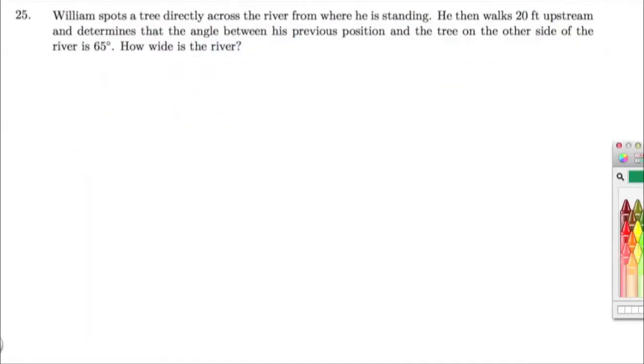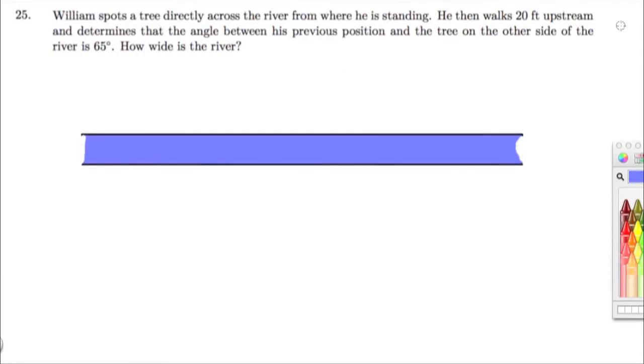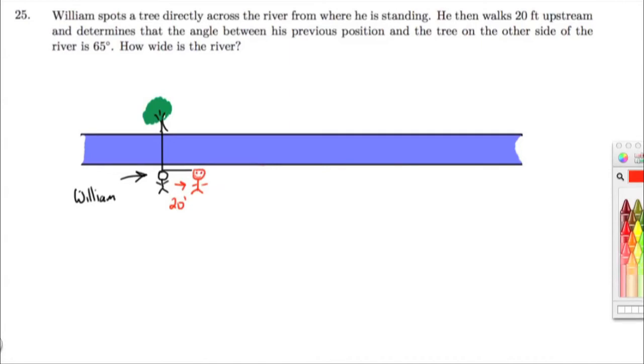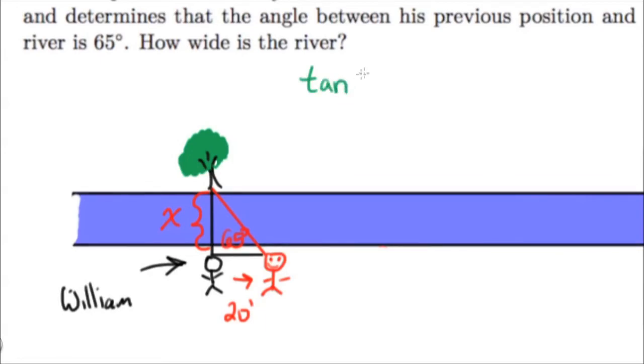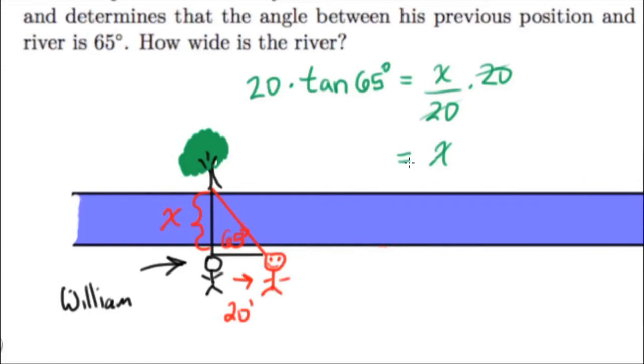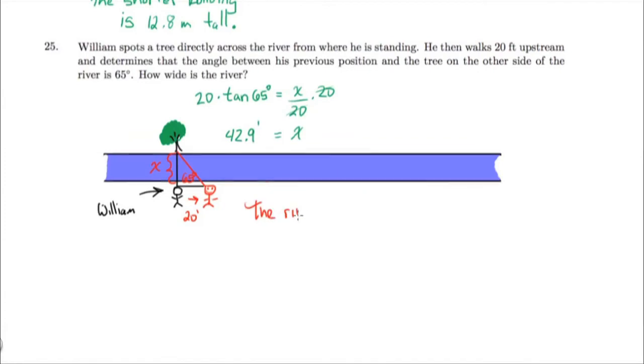28, William spots a tree directly across a river from where he's standing. Then he walks 20 feet upstream and determines the angle between his previous position is 65 degrees. So I can set up a right triangle, and I know that 20 feet will be one side, x is another unknown side, and my angle is 65 degrees. So again, we use tangent. Tangent is the most useful in most of our practical problems, and I get 42.9 feet wide.